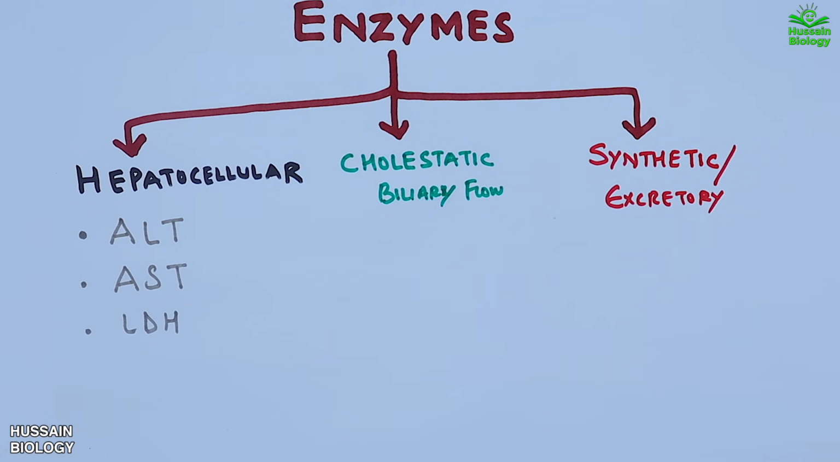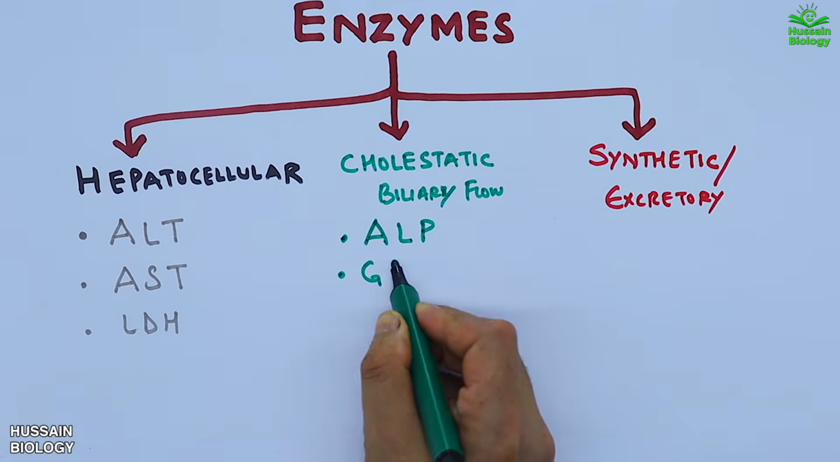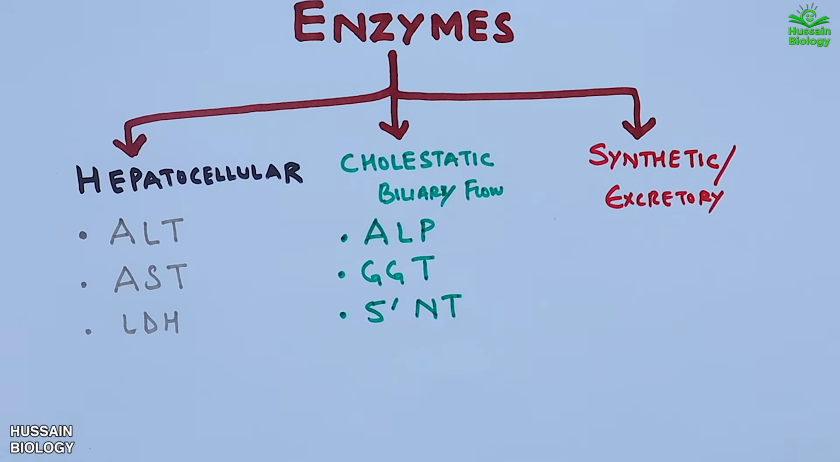Next, we have the cholestatic markers. These enzymes are associated with bile formation and bile flow. The important markers in this group are ALP, GGT, 5' nucleotidase or 5NT, and LAP. An increase in these markers may suggest impaired bile flow or disease affecting the biliary system.